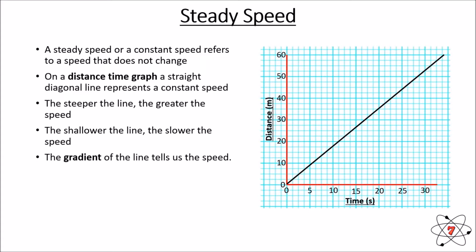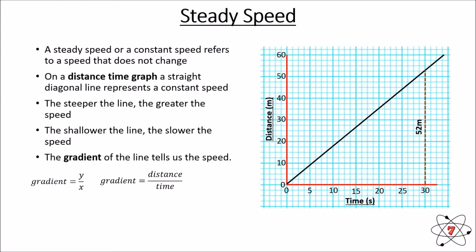If we add some numbers in, we've got units for time and we've got units for distance. The gradient of any graph is equal to y divided by x. So the gradient of this graph is equal to distance divided by time. Now that should look familiar: speed equals distance divided by time. So the equation is actually the same, but this time it's measured using the gradient of our graph.